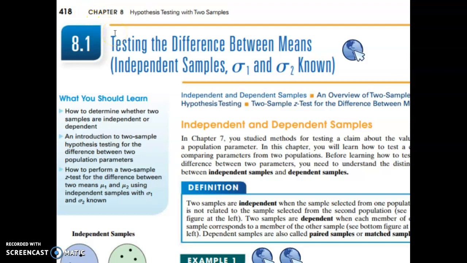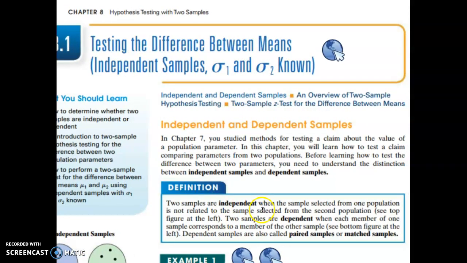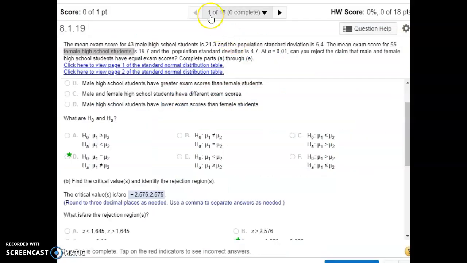In these examples we're going to do first, we know the population standard deviations, and the samples are independent, which just means that the sample selected from one of the populations is not related to the sample selected from the second population. Looking at this problem, we do know both of the population standard deviations. They're told to us. And the 43 male high school students in our first sample have nothing to do with the 55 female high school students in our second sample. So the samples from each of the two populations are not related to one another.